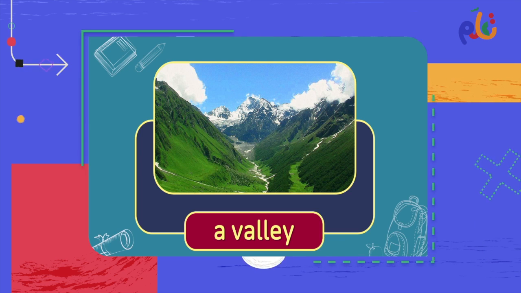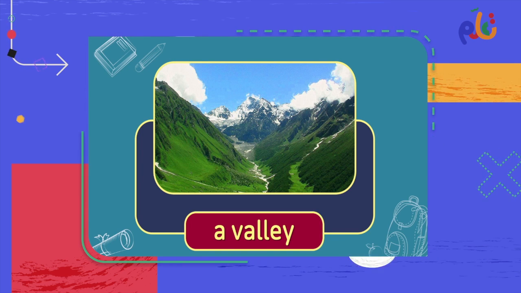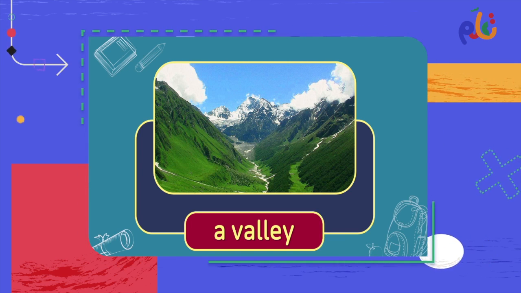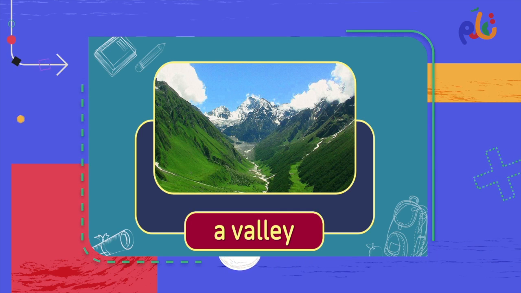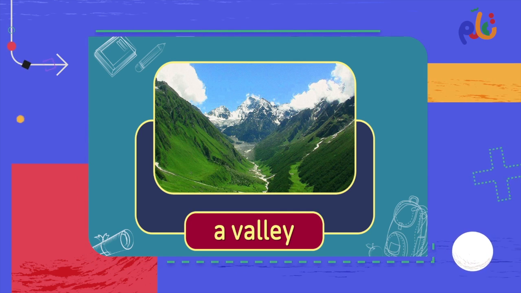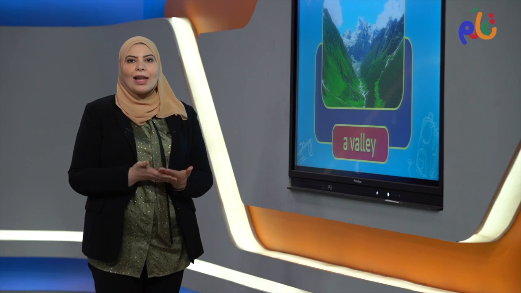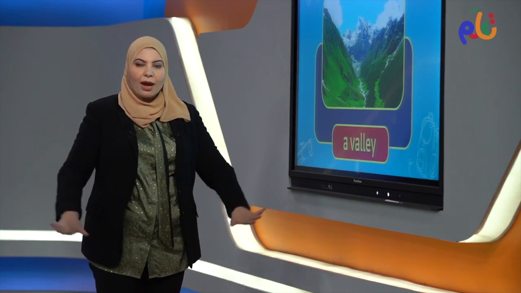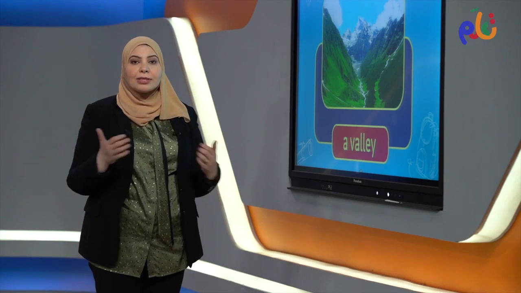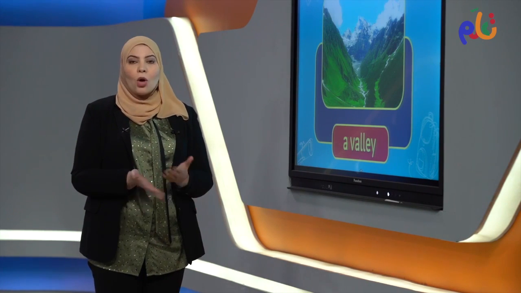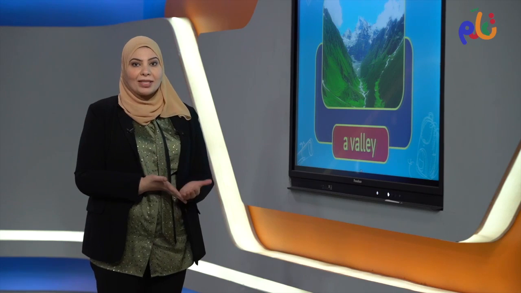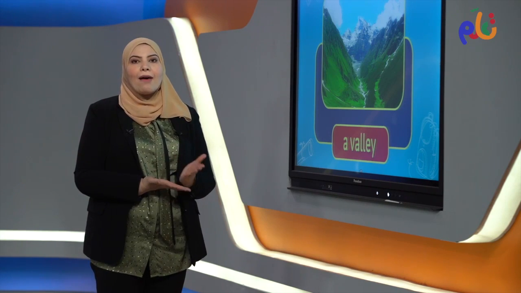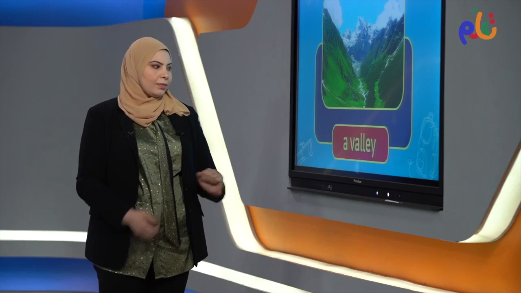Okay, and we have the green area or the low part between two mountains. It's called a valley. So the valley is the idea of wadi. So wadi is a smooth area between two mountains and usually green or usually can be planted. So it's called a valley.